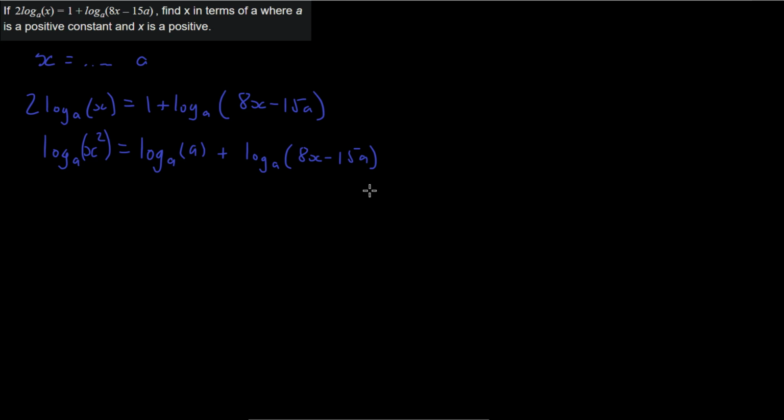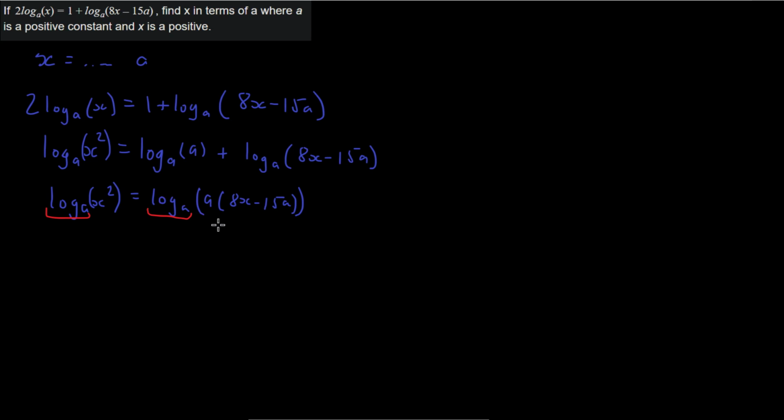We can apply some log laws again. We can add these two together, which means we multiply the insides. Log base a x squared is equal to log base a of a times (8x minus 15a). Okay, let's keep going. Oh, hang on, look at this. We've just got log and log. They're both base a, that's good.